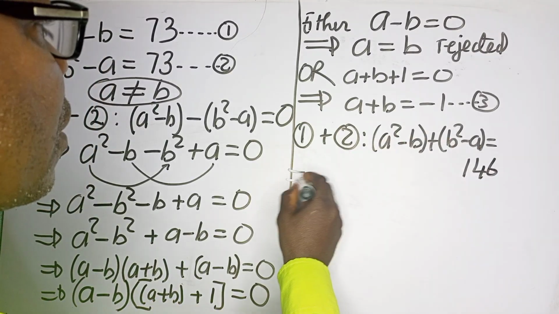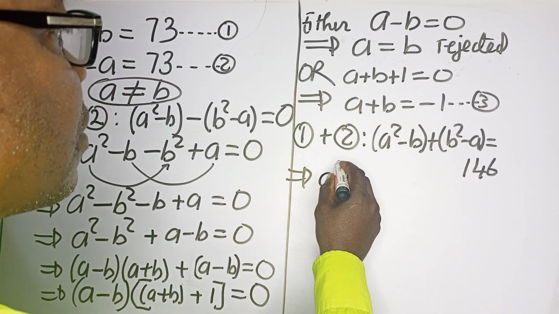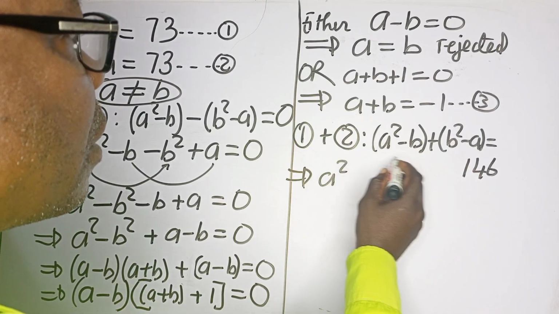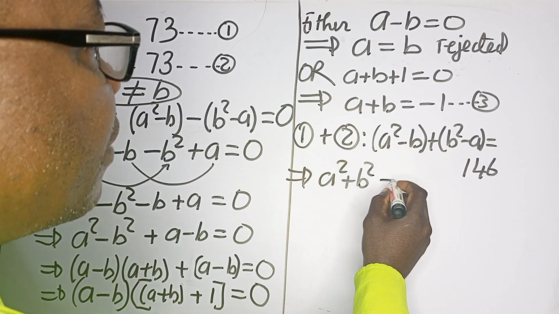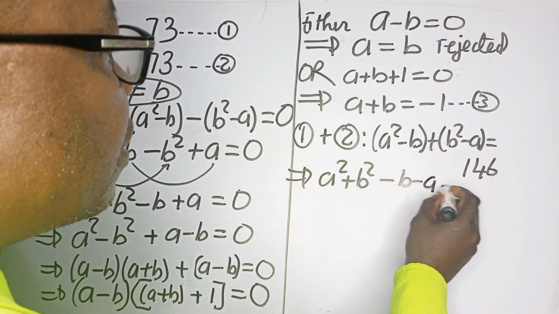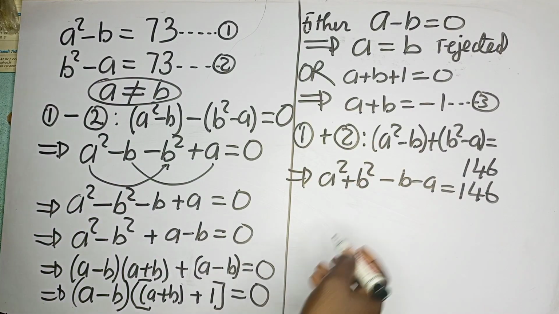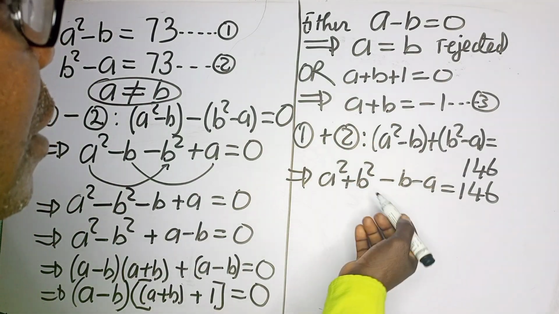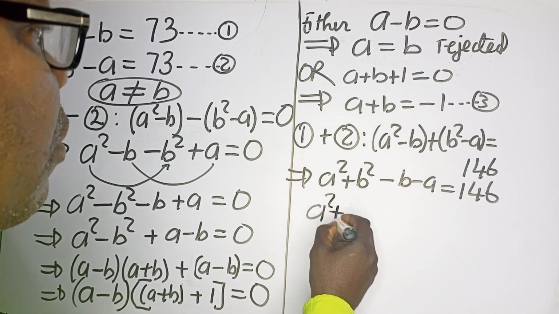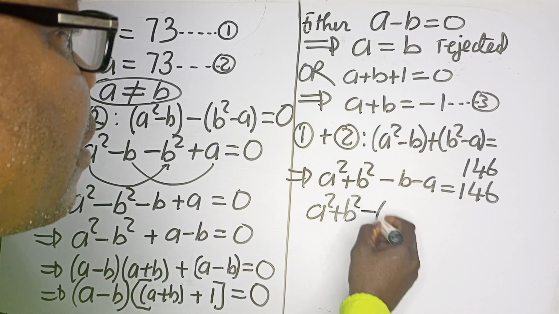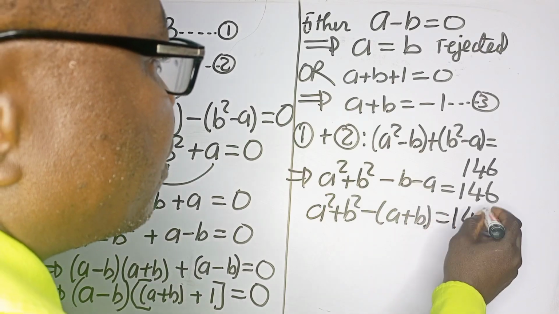Okay, so we have, let's open the parenthesis. We have a squared plus b squared, and then minus b minus a is equal to 146. All right, we have minus minus here, so we'll factorize out the minus. We're going to have a squared plus b squared minus into a plus b is equal to 146.